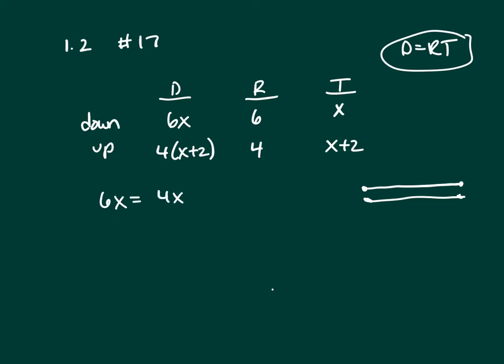6x equals 4x plus 8. Solve for x. That's going to be 2x equals 8. x equals 4. So 4 is x, and that's how long it took him to go downstream.